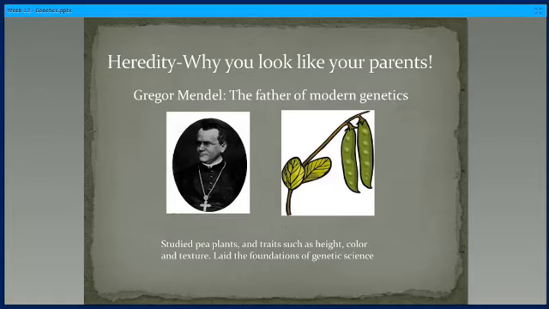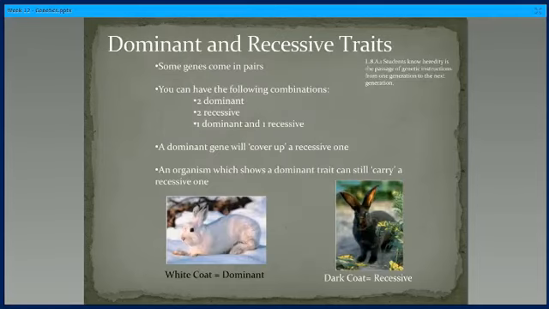So heredity and genetics, this is why you look like your parents. There was a monk named Gregor Mendel, an Austrian monk, who was the first person to really investigate this phenomenon. People knew, for obvious reasons, that children looked like their parents, and offspring from any animal or plant looked like its parents. But he's the first person to really investigate the how and the why. This was back before the modern day, so his methods were limited, but he did get some good results, and he's considered the father of modern genetics.